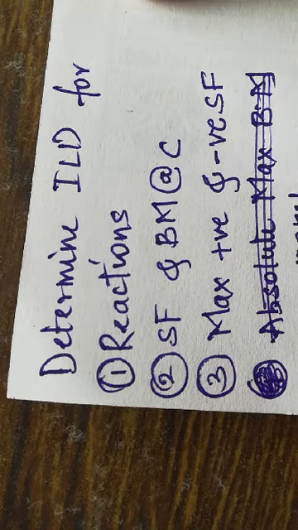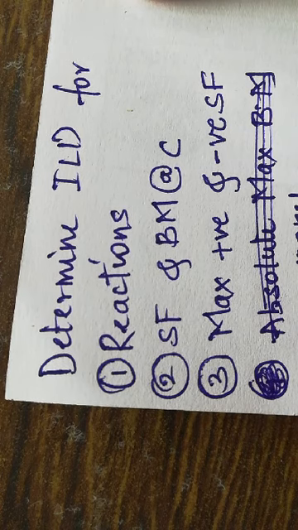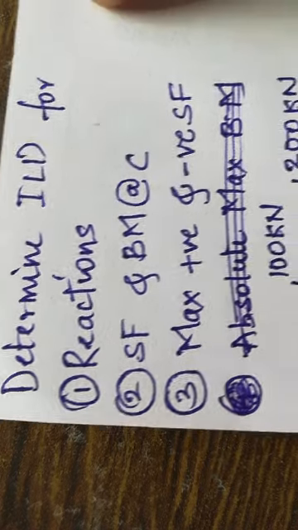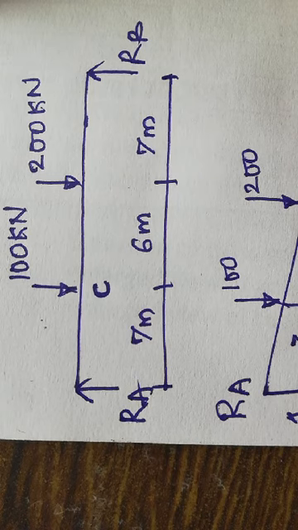Welcome back, students. Now we are doing one more problem for determination of influence line diagram for 2-point loads. Here the problem states that we have to calculate ILD for reactions, shear force and bending moment at C, and maximum positive and negative shear force. The given problem is this: there are 2-point loads, 100 and 200 kilonewton, separated by a distance of 6. And we have to calculate the values for the point C.